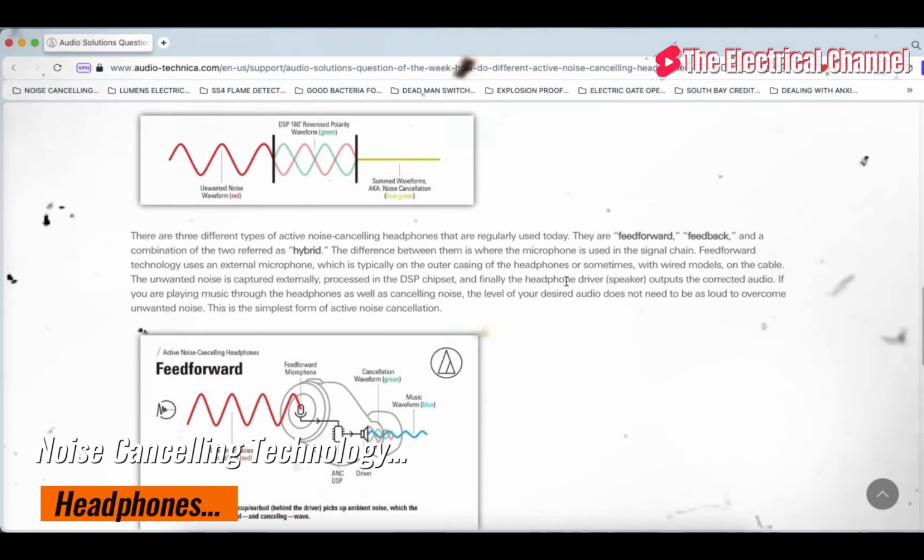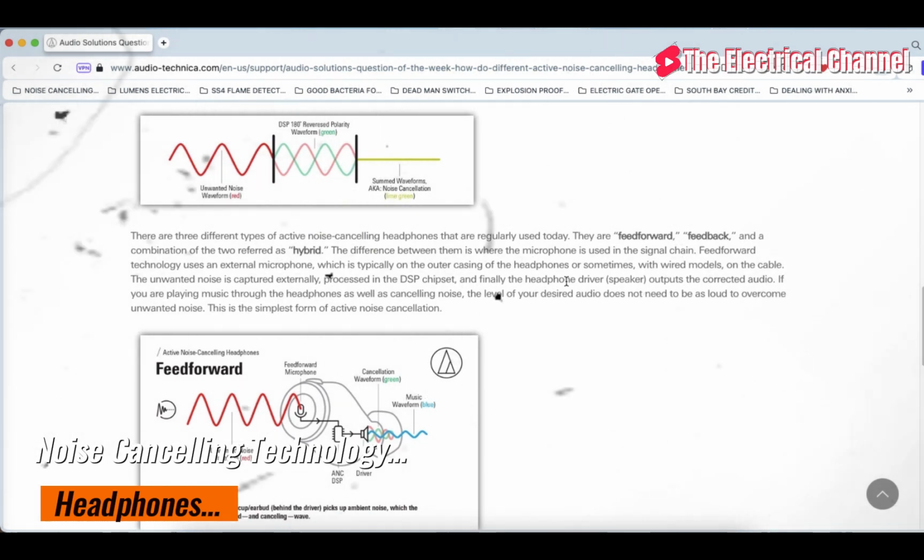There are 3 different types of active noise cancellation headphones that are regularly used today. They are feed-forward, feedback, and a combination of the two referred to as hybrid. The difference between them is where the microphone is used in the signal chain.